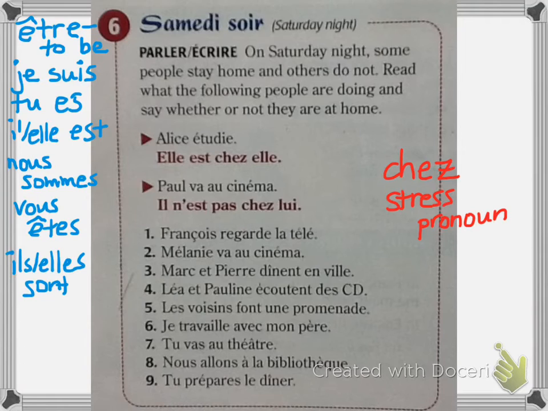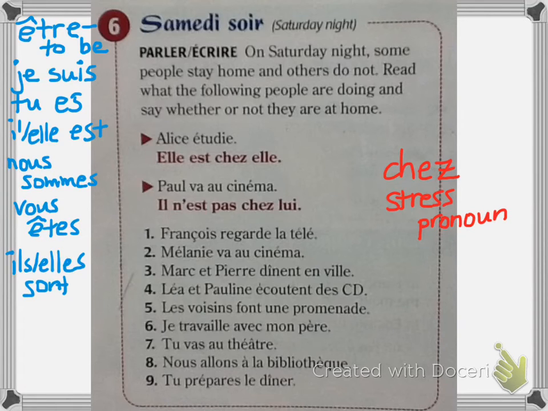4. Lia et Pauline écoutent des CD. Elles sont chez elles. It's also possible that they could be listening to CDs not at their house, so it also would be fine to say elles ne sont pas chez elles. 5. Les voisins font une promenade. Ils ne sont pas chez eux. 6. Je travaille avec mon père. Je suis chez moi. Right? If I'm working with my dad, I might be at home. It's also possible I'm not at home, so it would also be fine to say je ne suis pas chez moi.